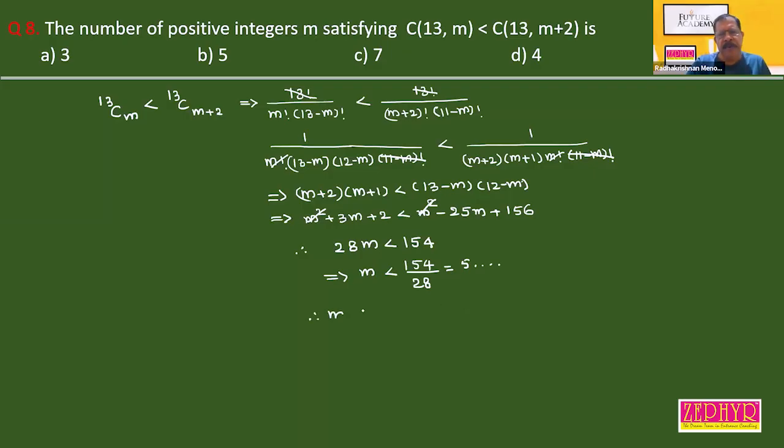Therefore, m can take values, positive integer values, that is natural number values: 1, 2, 3, 4, 5. M can take 5 values. The answer is 5. The simplification part is a little difficult. Otherwise, the question is easy.